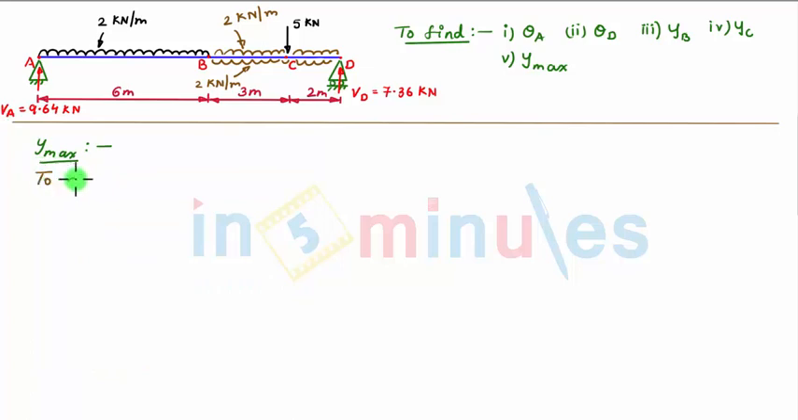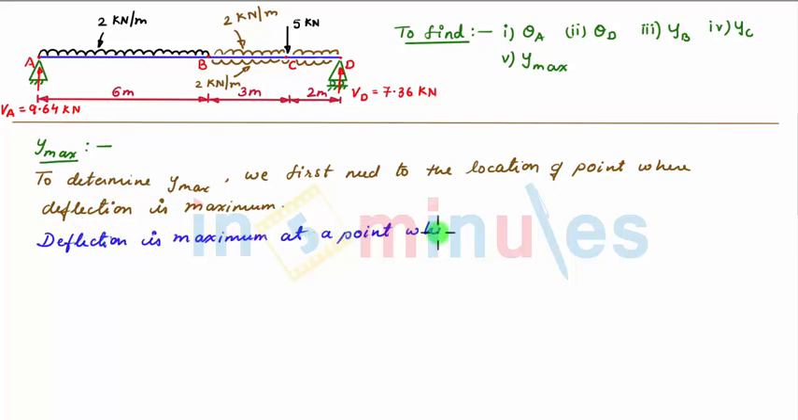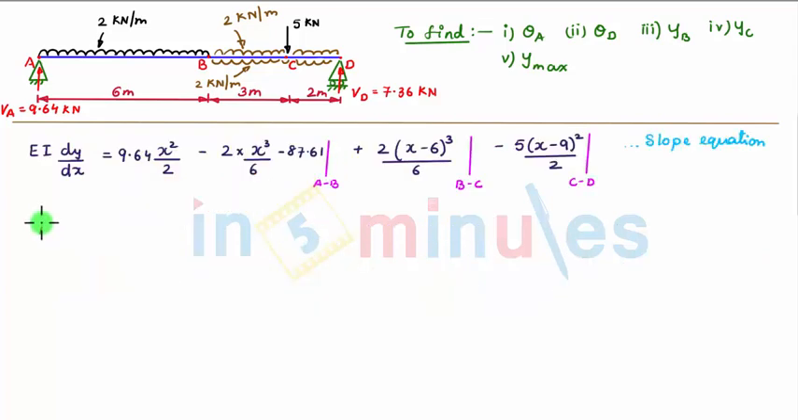Now to determine Ymax, we first need to know the location of the point where deflection is maximum. For this, we know the fact that deflection is maximum at a point where slope is 0. Now putting the value of slope equal to 0 in this slope equation, we'll get the value of x where deflection will be maximum. So we make our first assumption that slope is 0 between point A and B.